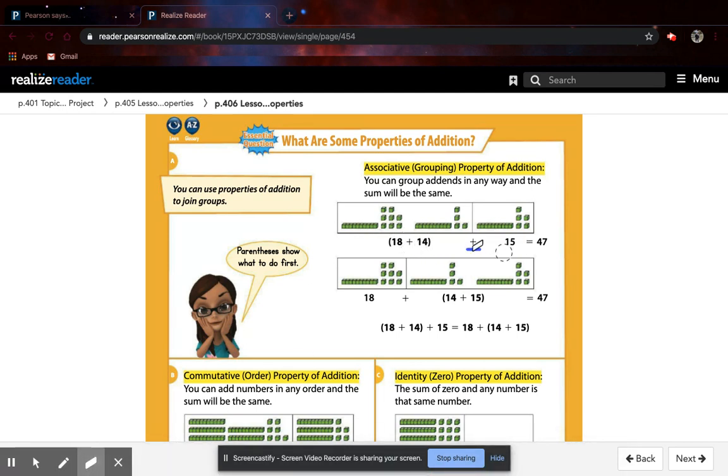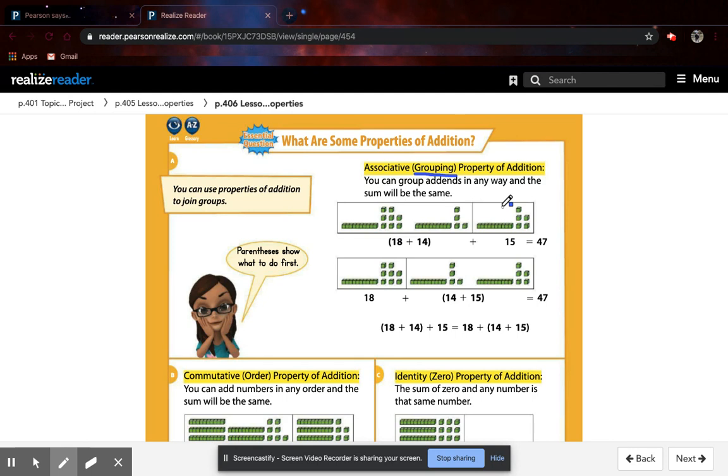Now, I'm going to read this entire example part like we do in class, and then we'll move on to the convincing section at the bottom. So you can use properties of addition to join groups. And it says right here, parentheses show what to do first. So just like in multiplication, whatever's inside the parentheses, we do first. And the associative property of addition, which is also known as the grouping property, says you can group addends. So you can group the numbers in any way, and the sum will be the same.